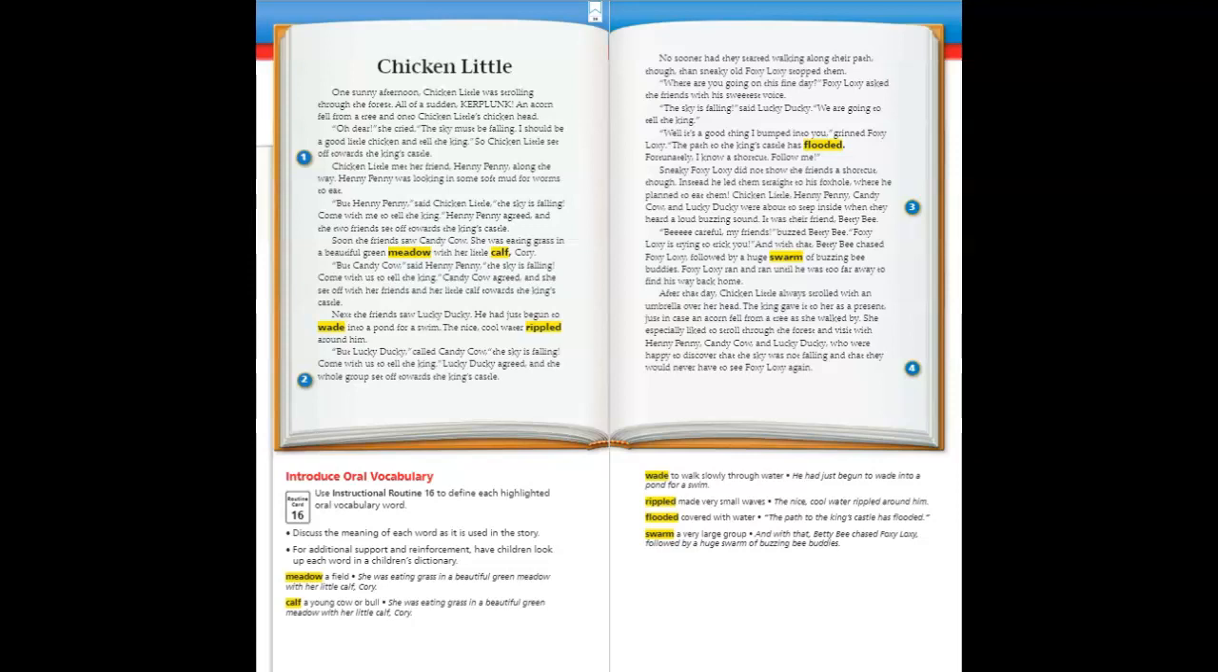After that day, Chicken Little always strolled with an umbrella over her head. The king gave it to her as a present, just in case an acorn fell from the tree as she walked by. She especially liked to stroll through the forest and visit with Henny Penny, Candy Cow, and Lucky Ducky, who were happy to discover that the sky was not falling, and that they would never have to see Foxy Loxy again.